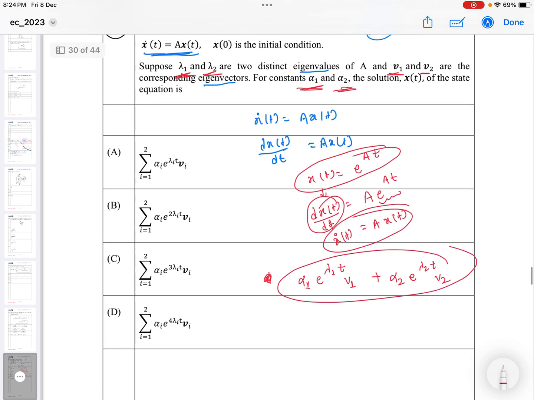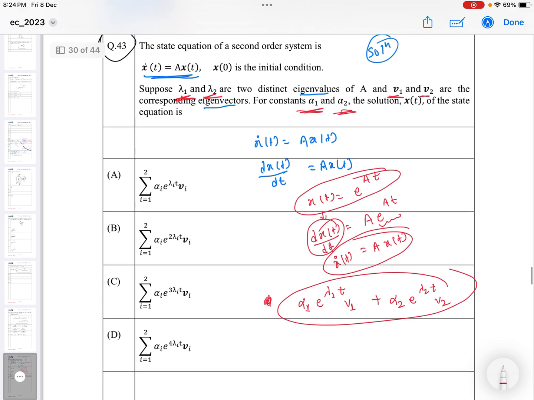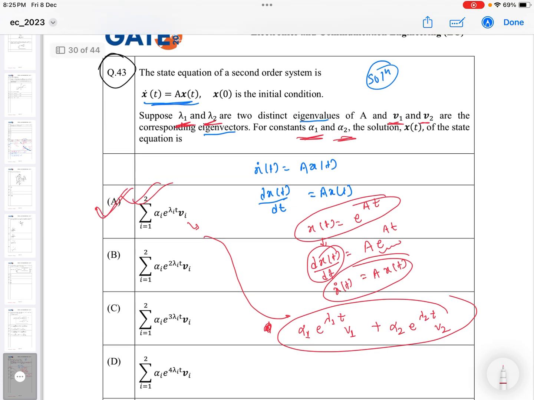So this is the solution of this differential equation, and for a detailed solution you can look at any standard book. So this is the correct answer. If you expand this summation, then what you will get is the same as here, right? So the correct option for this question 43 is A.